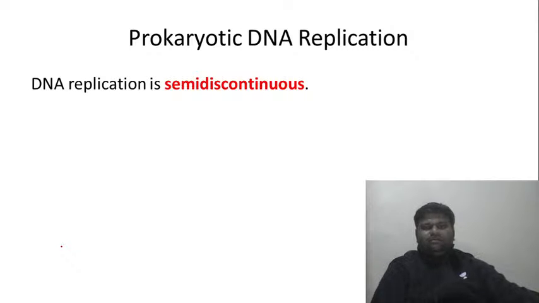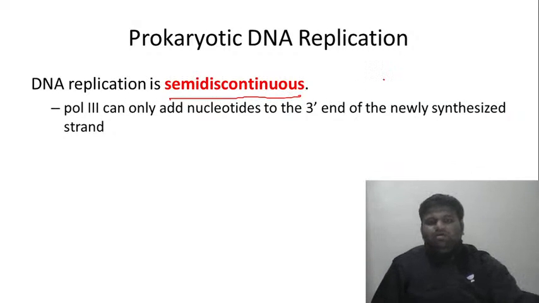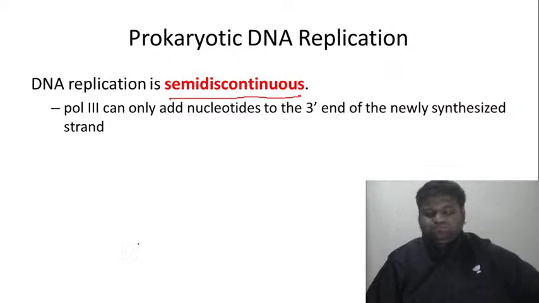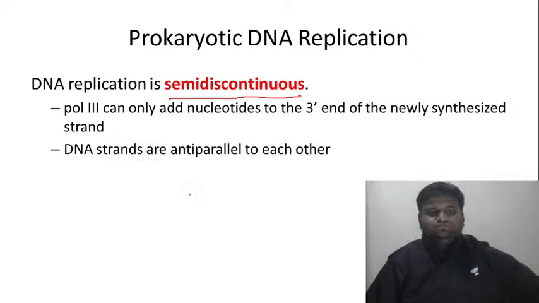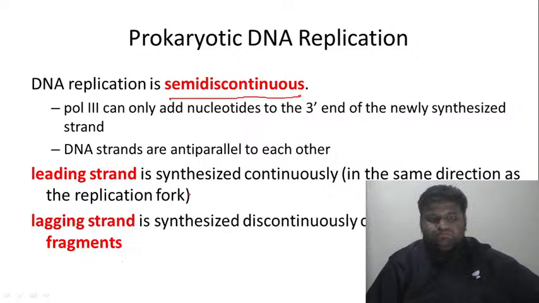So DNA replication is semi-discontinuous, where polymerase 3 can add nucleotides at the 3' end of the newly synthesized strand. And DNA strands are anti-parallel to each other. So the leading strand is synthesized continuously in the same direction as that of the replication fork, and the lagging strand is synthesized discontinuously, creating Okazaki fragments.